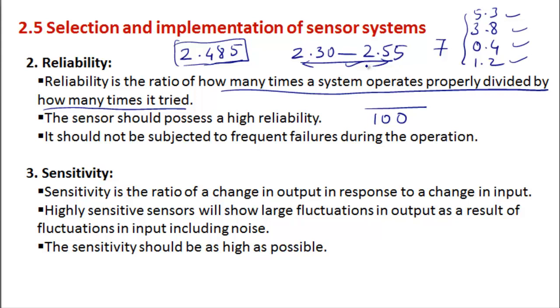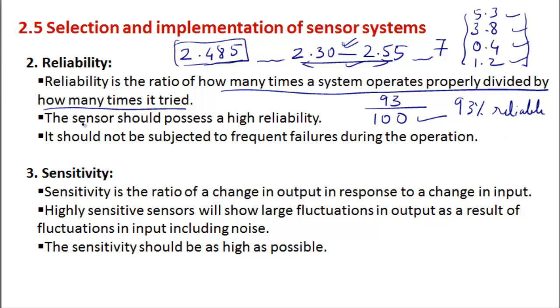Then next is how reliable it is. You look at how many times out of the 100 readings the reading is giving you a value between these limits, and how many times it is giving values outside those limits. So these are the outside values. Suppose 7 values are outside, then 93 were inside. So you will say that this is 93% reliable.